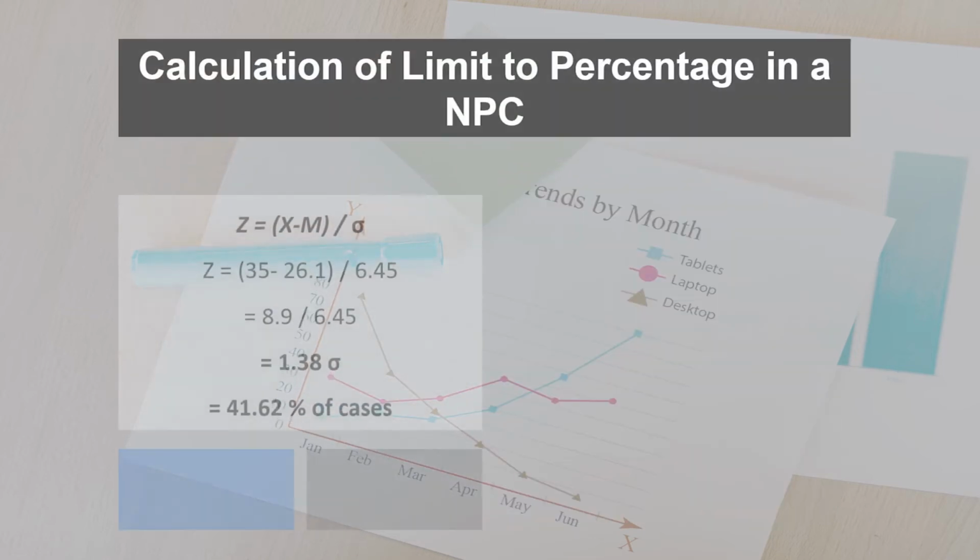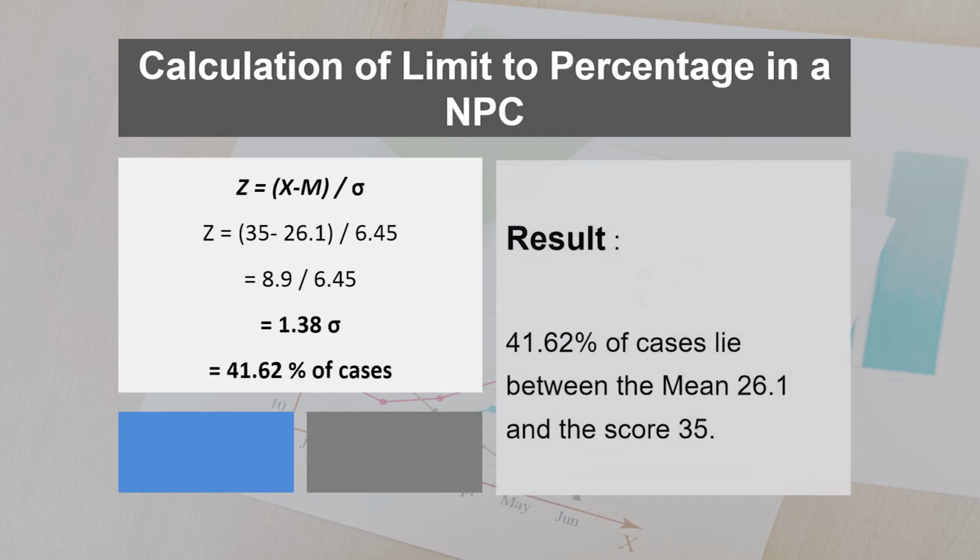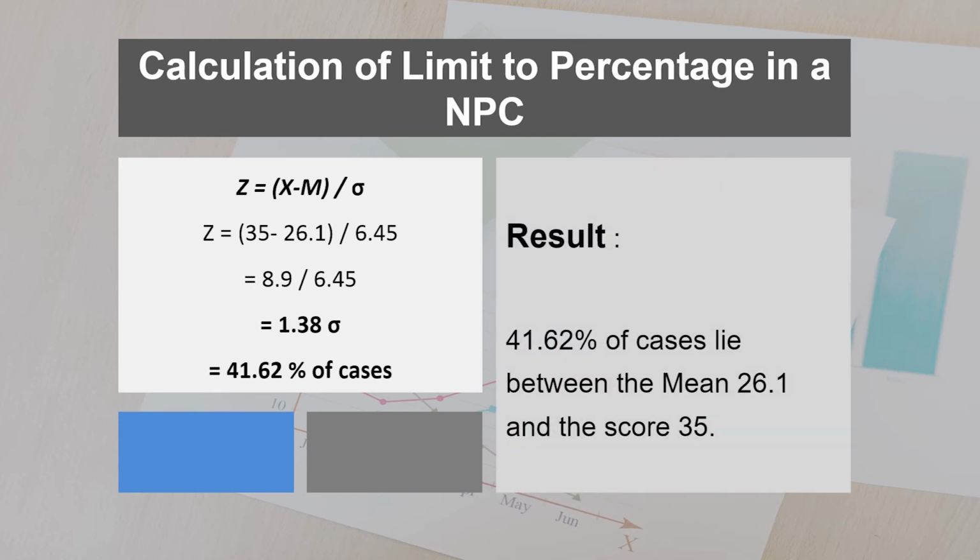And here you see what you have to do, you have to first convert by using the formula z is x minus m upon st. You have to get the z score, the standard score. So just put the values, x is the individual score, that is 35, m is the mean score, that is 26.1, divided by 6.45. So 35 minus 26.1 is 8.9. So 8.9 divided by 6.45, that is 1.38.